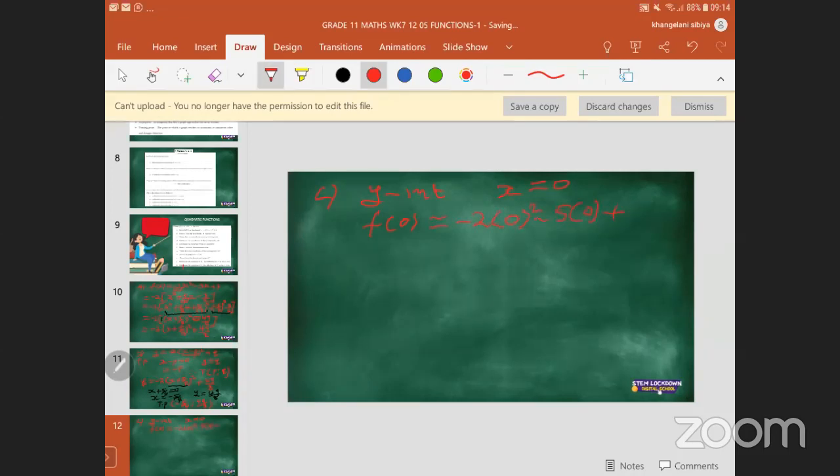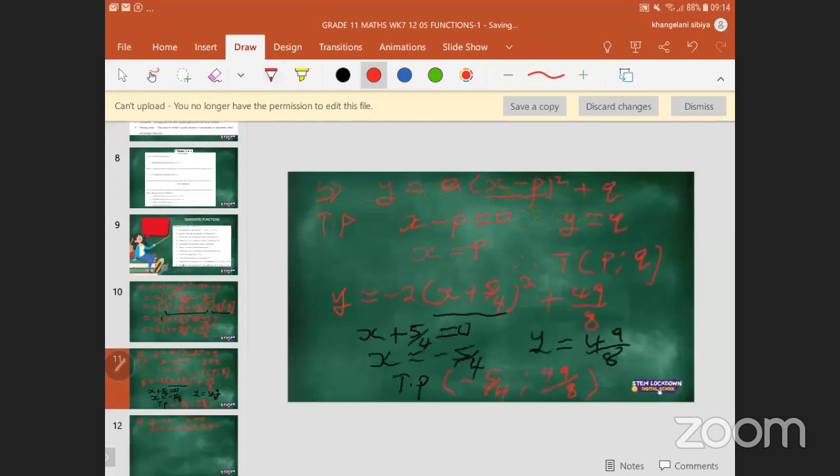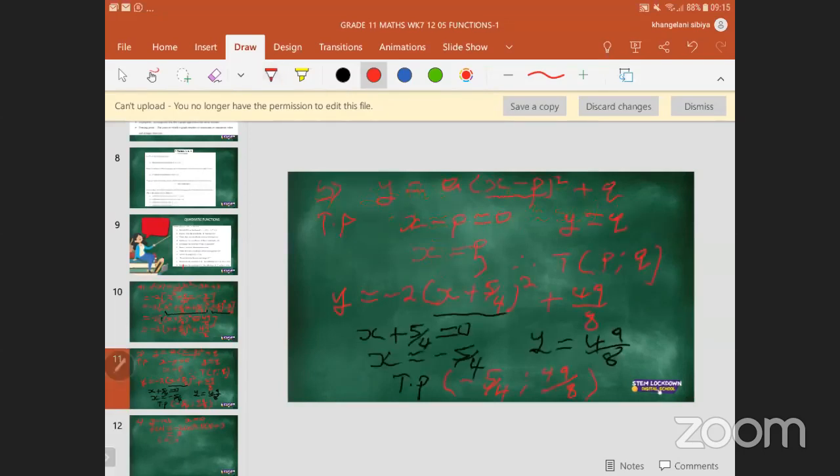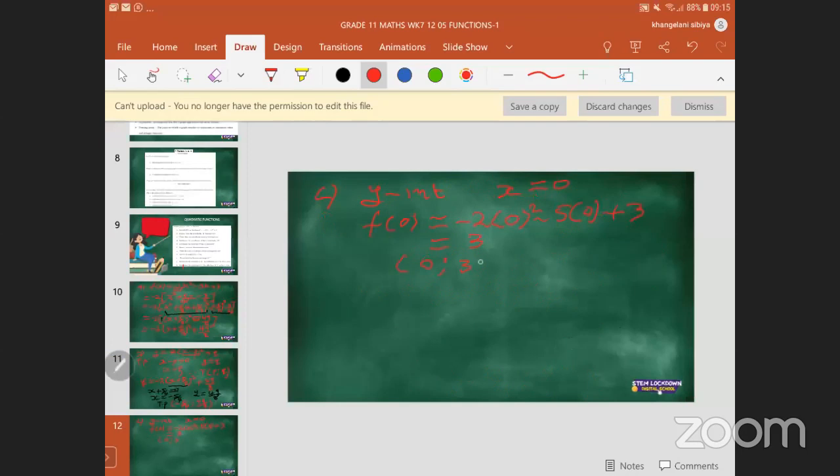This is 3, yes. So you can simply use your calculator right away. If you punch this one, it will obviously give you 3, which means our coordinate will be given by 0 and 3. That is as simple as that.